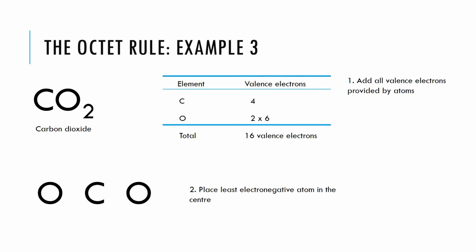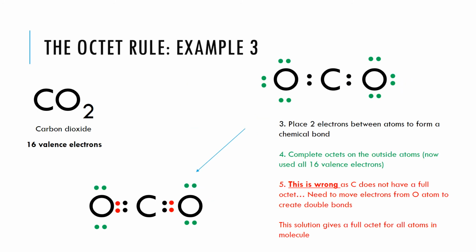Carbon dioxide then, we can add all of those valence electrons, and when you do that you get a total of 16 valence electrons. We place the least electronegative atom in the center, and that's carbon. And we create the chemical bond by placing 2 electrons between the carbon and oxygen atoms. And we complete the octets on the outside atoms. And you'll note now I've used all 16 valence electrons.